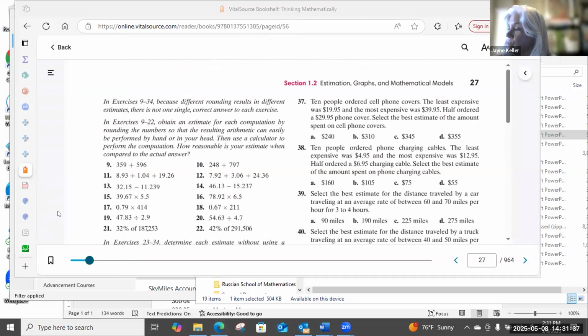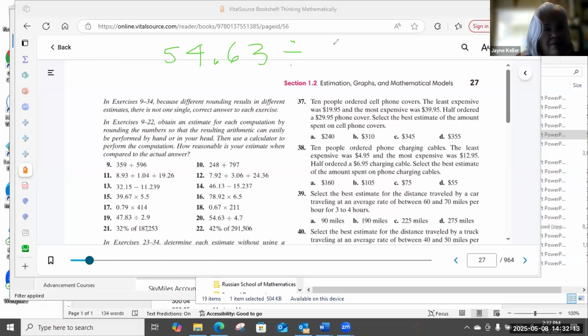Let's try. What else did I like? So for division, like number 20, we have 54.63 divided by 4.7. Division is a little bit different because if I'm just multiplying or adding, then I can go to maybe the nearest whole number or tens, whatever's easy. But for division, I specifically want to try to find numbers that divide nicely.